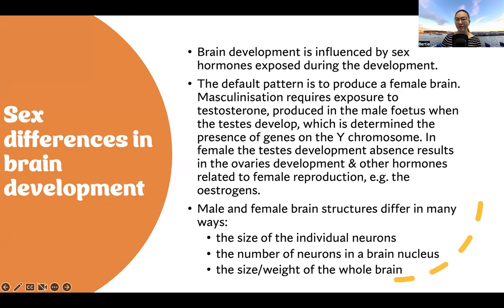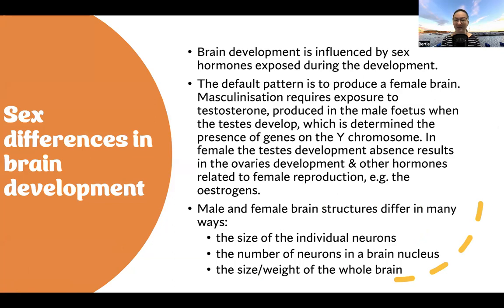Sex differences in brain development. Brain development is influenced by sex hormones exposed during the development. The default pattern is to produce a female brain. Masculinization requires exposure to testosterone, produced in the male fetus when the testes develop, which is determined by the presence of genes on the Y chromosome.